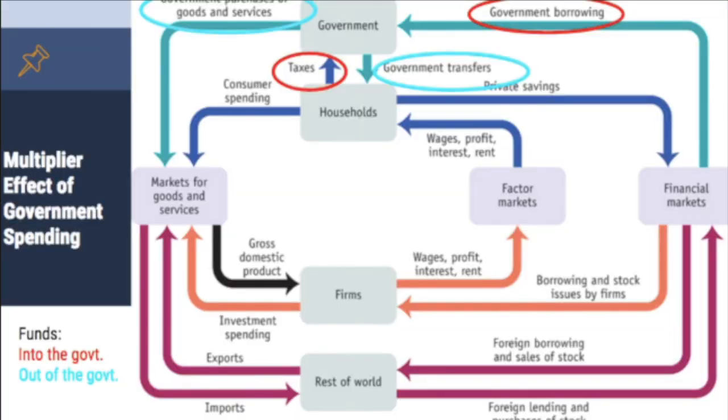So how does this work? We need to look at the circular flow diagram again. The main factors we'll be discussing in this module are the ones circled, or the inflows and the outflows of the government funds.